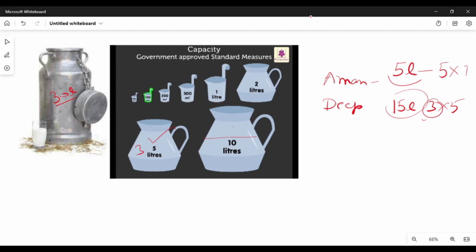Now in order to calculate the HCF, I take the smaller power. The common factor is 5, and the smallest power of 5 is 1. So the HCF of these two is 5. So it means he has to take the 5 liter container to measure the exact capacity which Aman and Deep want. I hope LCM and HCF are clear with examples.